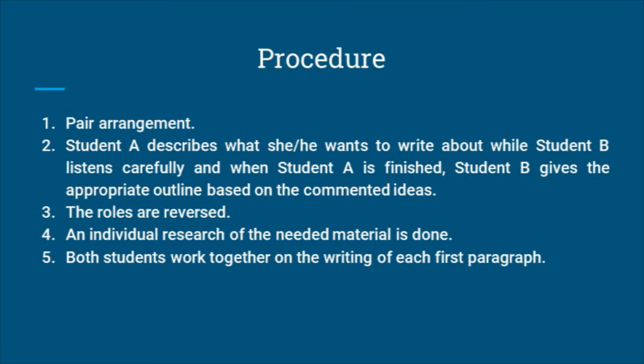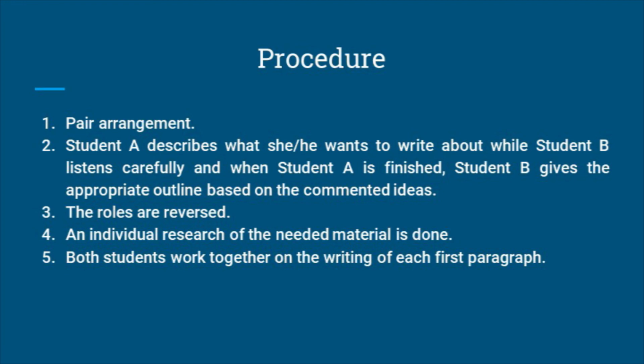To understand how the procedure works, we are going to follow an example given by the reading. It goes in the following way. The first step is that the teacher is going to arrange pairs, having one good reader in the pair. The second step is that student A describes what she or he wants to write about, while student B listens carefully, and when student A is finished, student B gives the appropriate outline based on the commented ideas.